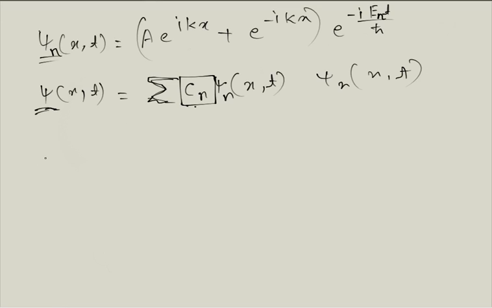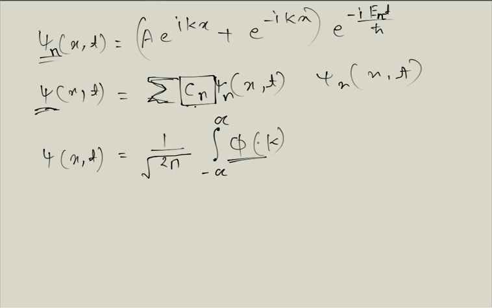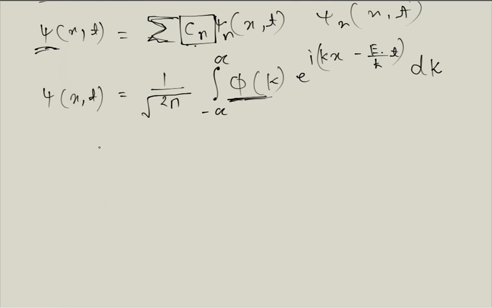For free particles, where the wave function is not normalizable, this summation transforms into an integration. So you can write psi of x,t as the integral from minus infinity to plus infinity of phi of k, a function of k, times e to the power i k x minus E by h bar t, dk. This form comes from symmetry, and you will get to know about it if you study Fourier analysis. And how will we solve for phi of k? It comes from Fourier analysis.